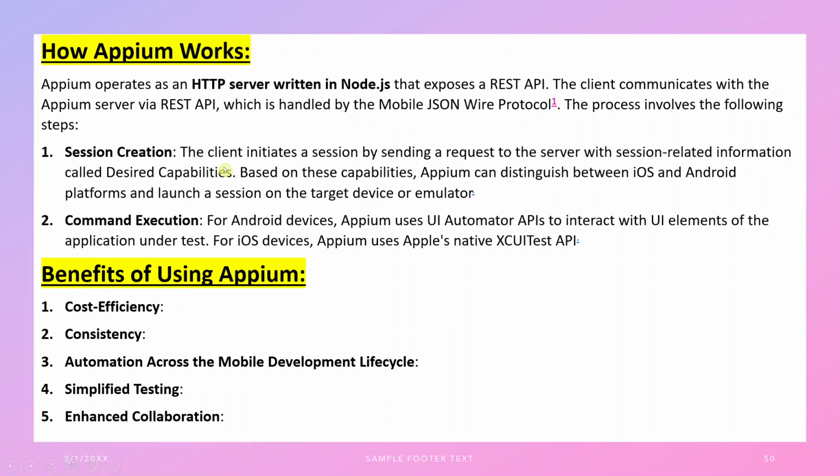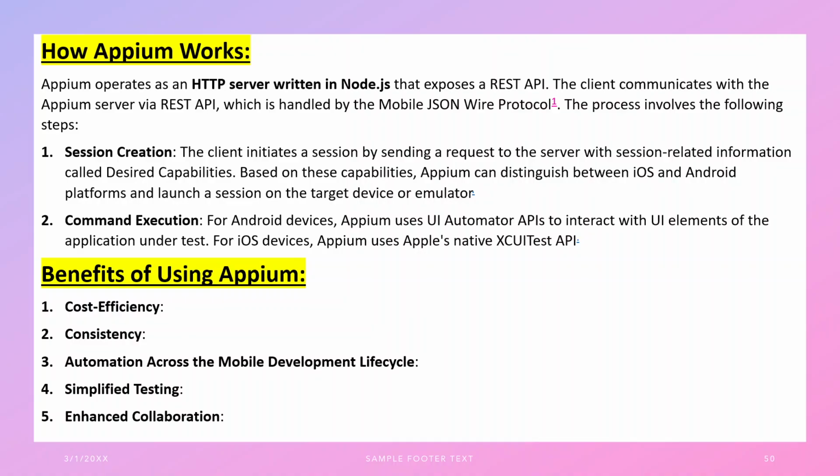Means, as I told, whenever you start a script from the client, which in my case is Eclipse, I am using a Java client, and I have provided all the capabilities here. From the capabilities, by using the WebDriver mobile protocol, it will go to the Appium server. So based upon these capabilities, Appium can identify which driver it has to launch, iOS or Android platform, and launch a session on a target device. Means it creates a session between the client and the mobile device.